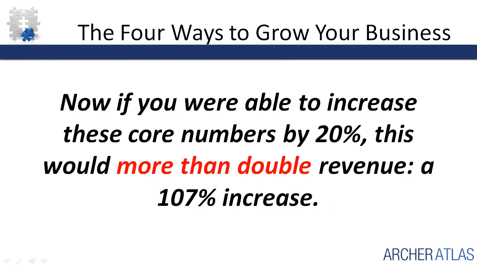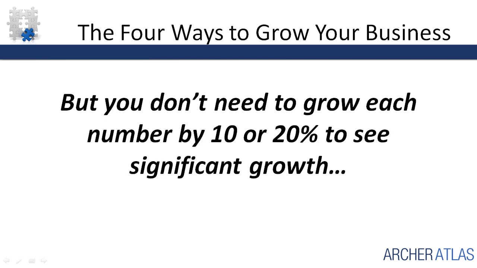Now, if you were able to increase these core numbers by 20%, this would more than double revenue, a 107% increase. Now, I know what you're thinking. Talking about increasing these 4 core numbers is a lot different than actually doing it. And you're 100% right if that's what you're thinking. However, I'm going to show you how even small, easy to make improvements that any company can realistically make can have an astounding effect on that company's bottom line. Let's see how that works.